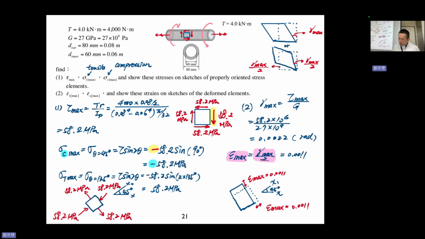总之就是你算出多少 epsilon max，可能是 epsilon 1 或 epsilon 2，但当然这边是 epsilon max。那你就把它画出，你就照着它的长度 0.001，把它画出来。一个是缩短，一个是增长，大概就可以了。Yeah, how to identify this is compression or tensile. You can see this: here is compression, here is tensile.